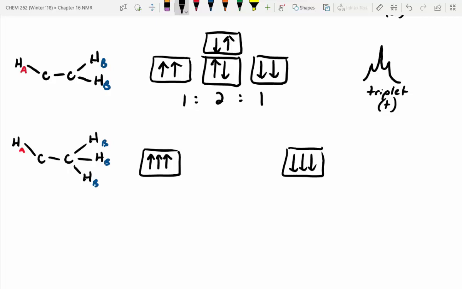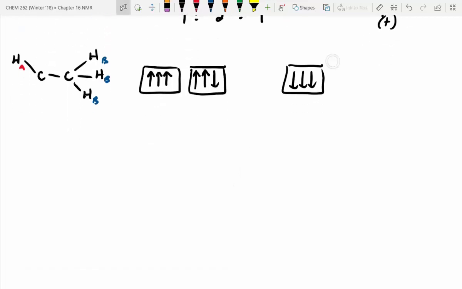Alternatively, we could have 2 up and 1 down. However, this could occur in any number of configurations. So I'm actually going to slide this down too.